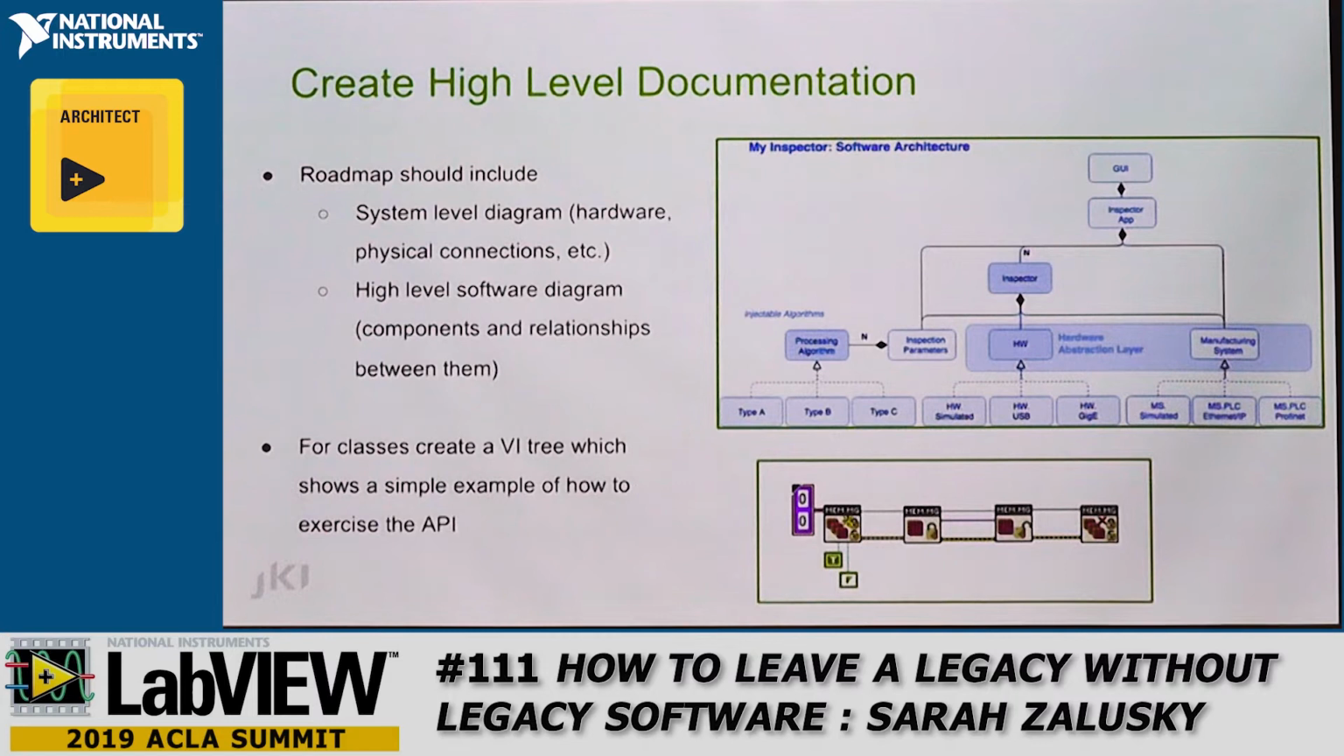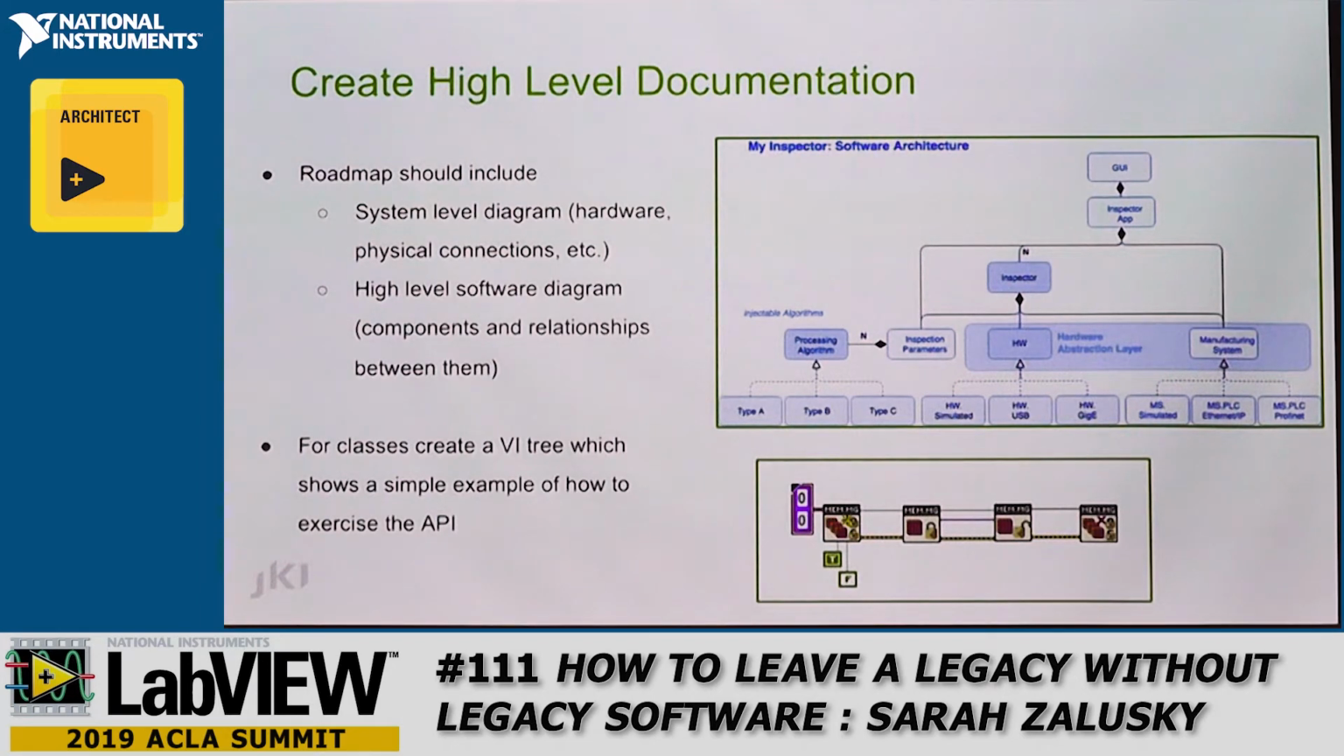And then for classes, it's great if you can create a VI tree or some live code examples that actually shows the interface to your class. This is another exercise that will also help you see if you have anything that's inconsistent in your API. So the exercise of actually making a VI tree, putting all of your public functions there, is a really good way to look at it as a complete set.